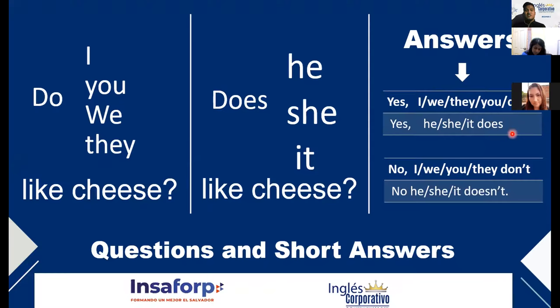So if I ask you guys, do you like cheese? And if you just want to say, yes, I do. Can someone tell me, puede decirme alguien, por qué respondo con I cuando hago la pregunta con you? If I ask the question, do you like cheese? The answer will be, yes, I like, or yes, I do. ¿Por qué respondo con I y no con you? Porque le están preguntando a usted.